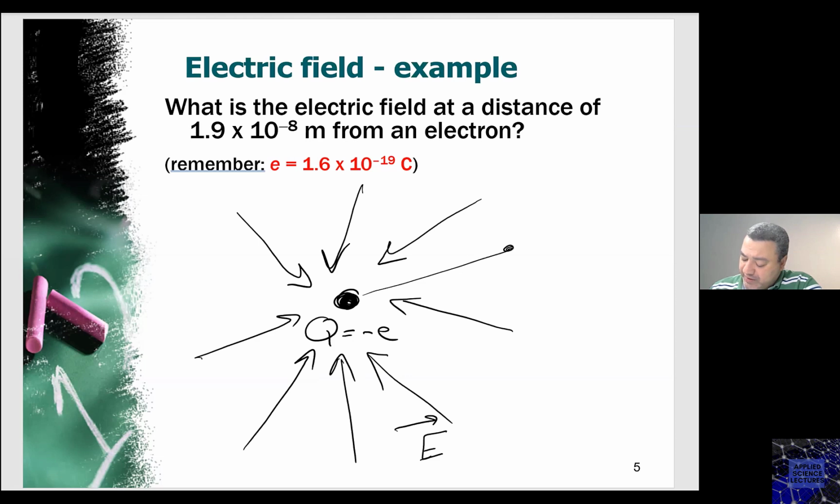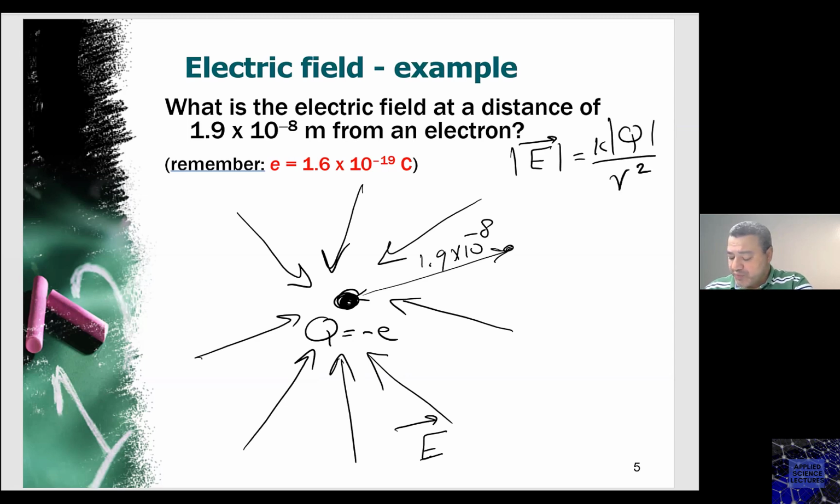Okay. Now I want to evaluate the electric field right at this point, that is at a distance of 1.9 × 10^-8. Now what I've drawn here is the direction of the electric field. If you think about it, based on this expression, the electric field is Q magnitude divided by R squared, which means if I am to draw the electric field at that point, it will be, for example, this way.